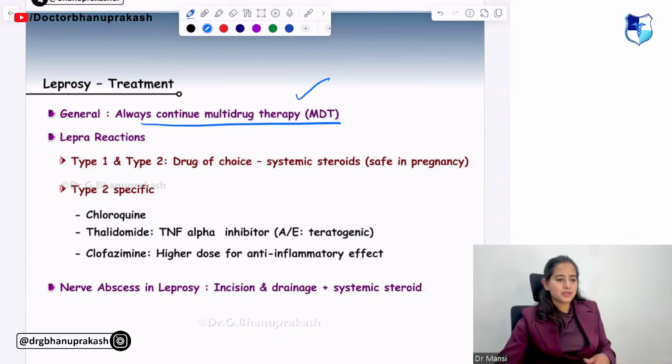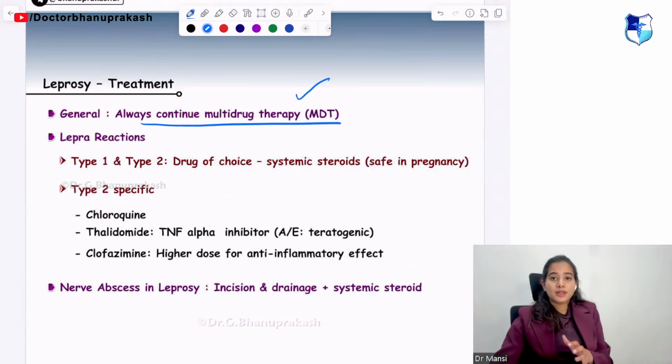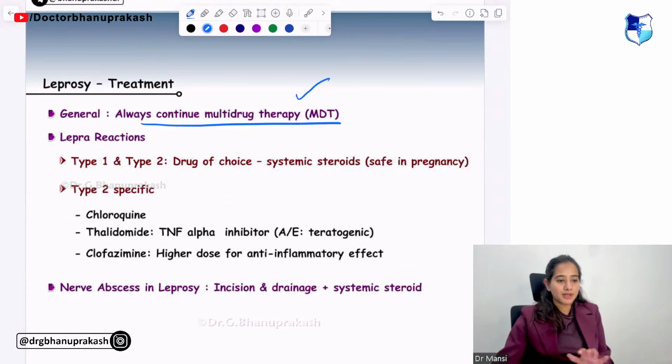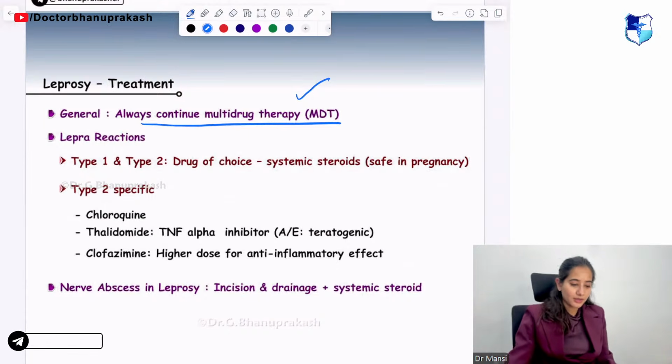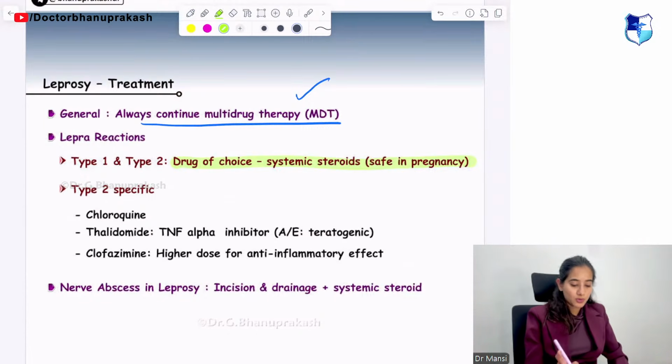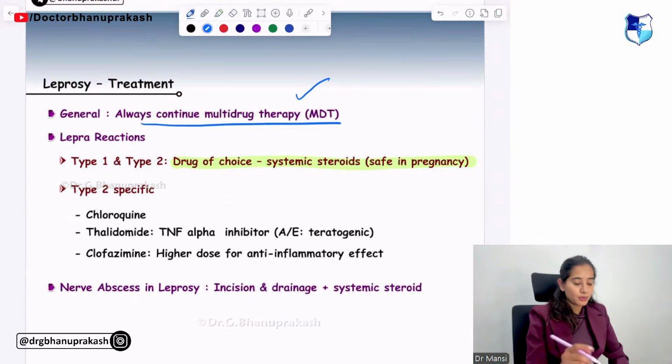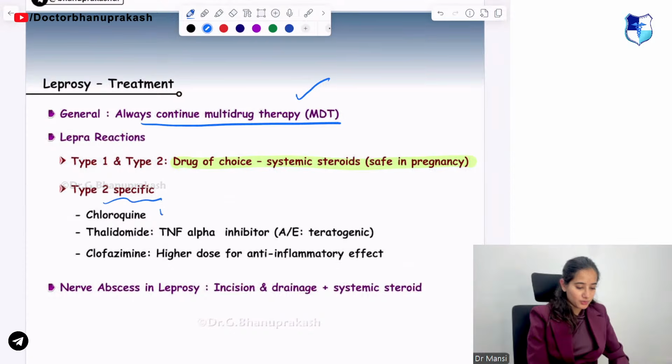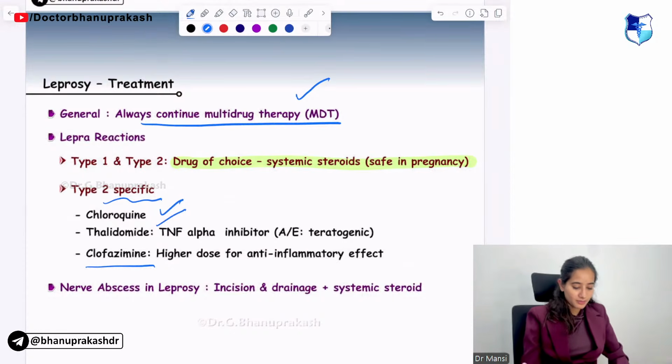So if the patient is coming with a Lepra reaction, you will think that probably it is happening because of the treatment, but that's not right. You have to still continue with the multi-drug therapy. That's important. And systemic steroid, someone was asking, is the drug of choice for type 1 and type 2, and it is also safe in pregnancy. So in both of the cases, you can give steroid, but specifically for type 2, you can give chloroquine, thalidomide, and clofazimine, higher dose for anti-inflammatory effect.